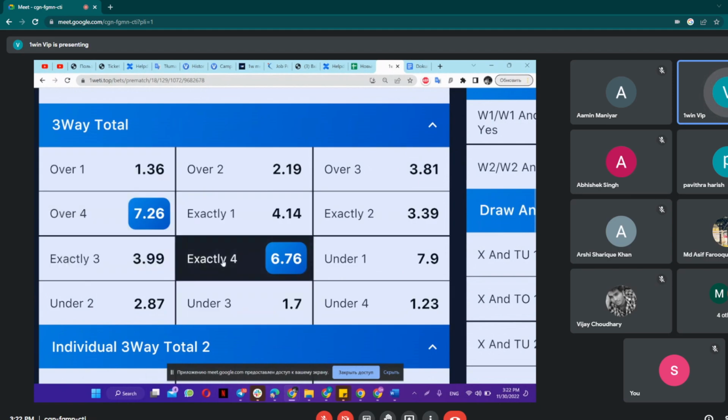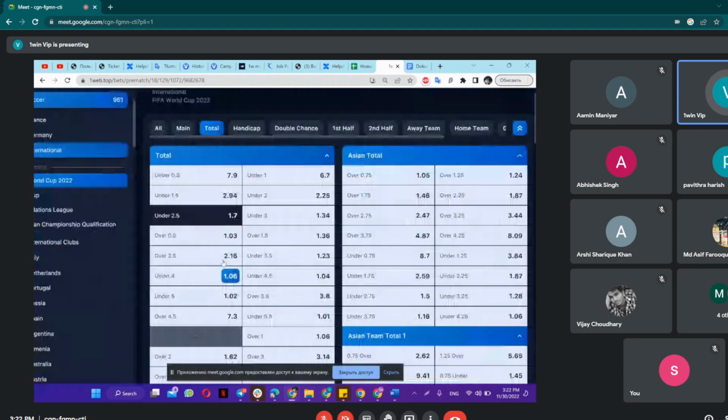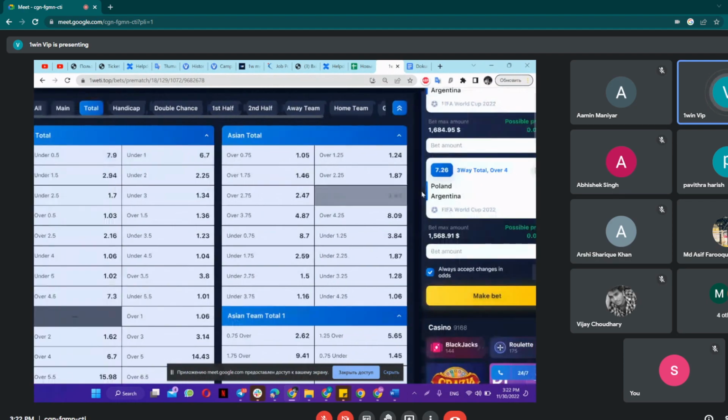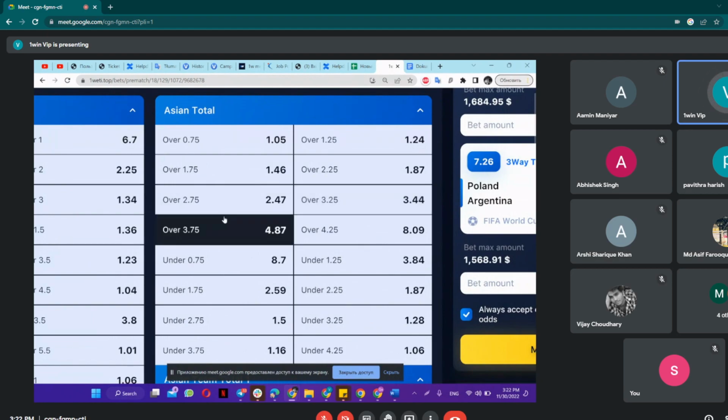So in a three-way total, no refund because we have a full range of three possible bets: over, under, and exactly. In a regular total, we don't have a full range. We have only over and under. So by having exact, that's why we are receiving the refund. Same with Asian total. By having exact, we are receiving a refund because we don't have a possibility to place a bet on this.